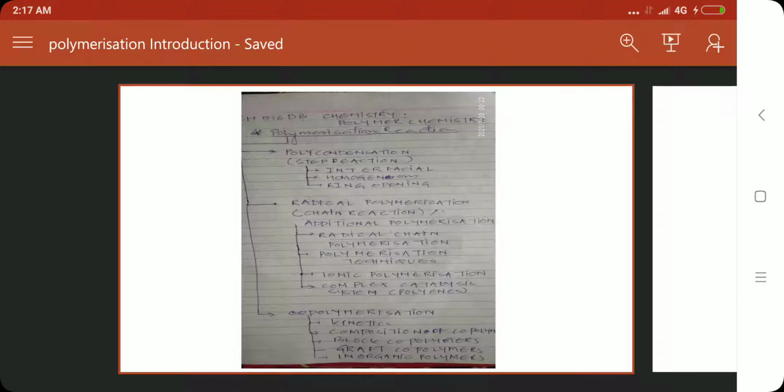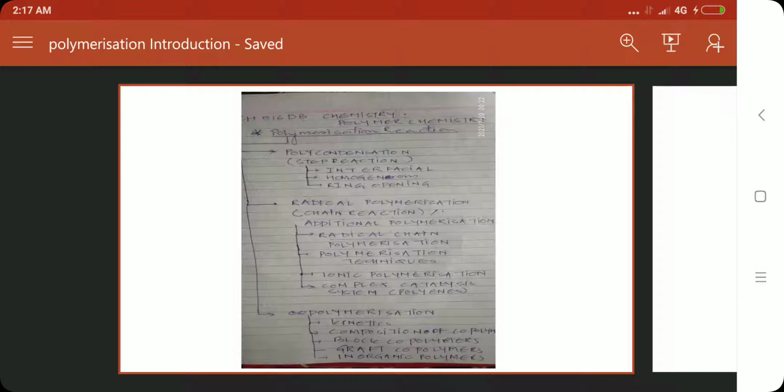Hello students, so today we are going to begin with a new chapter. The name of the course is Polymer Chemistry, and in this polymer chemistry, as per the information I got from your previous teacher, all the chapters were already done except this polymerization reaction. So let's begin with it.